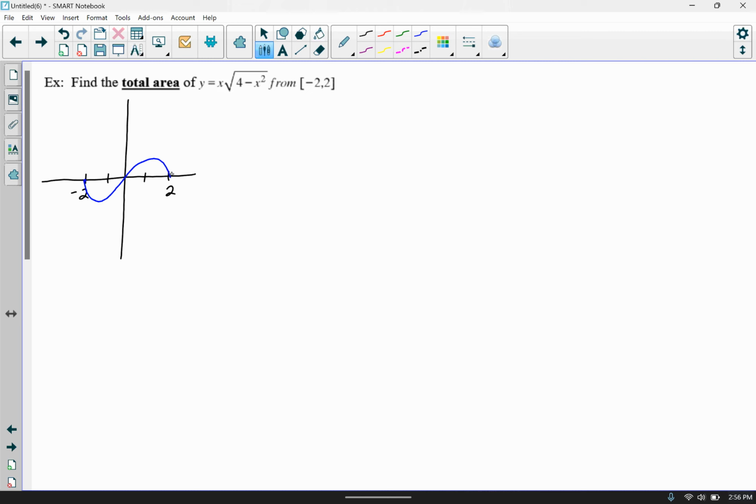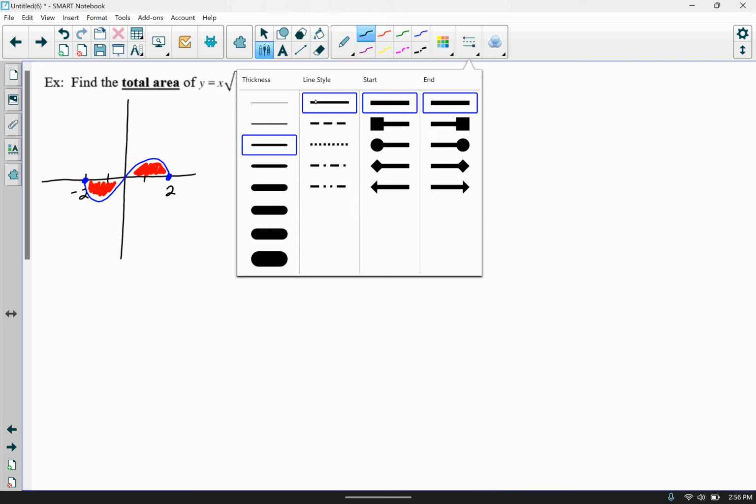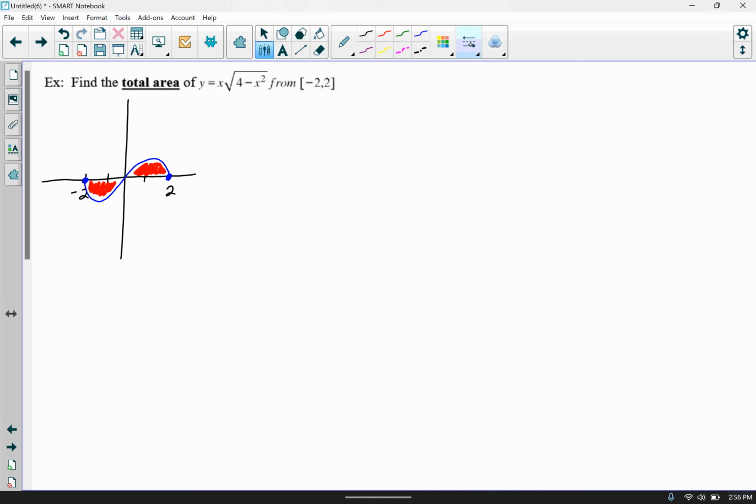But if you took the time to put that in your calculator, it should look perfectly symmetric, okay? We are trying to find the total area, so we want this area and that area. There's two ways to think about this. I'm going to set you up with the first way first, and then we'll see if you can make that connection of how we could go about this as well.